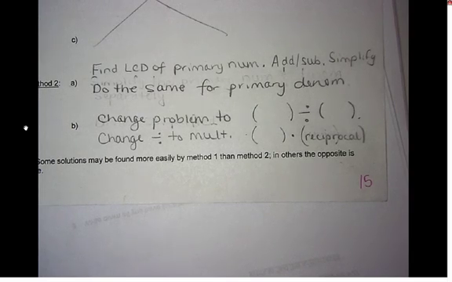And then we change the problem. Instead of that huge complex fraction, we just switch it to a division problem, which then becomes a multiplication problem. And then we can simplify and get our answer.